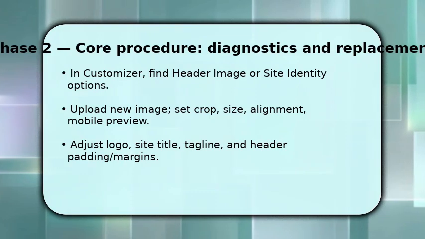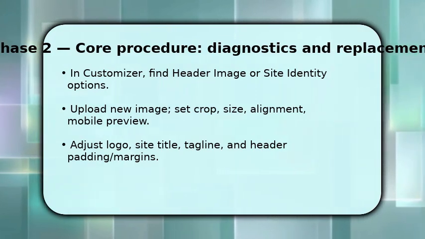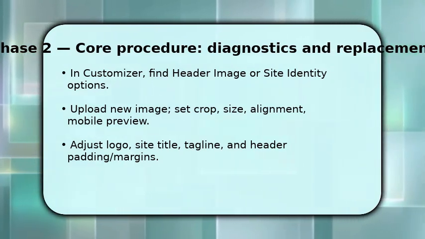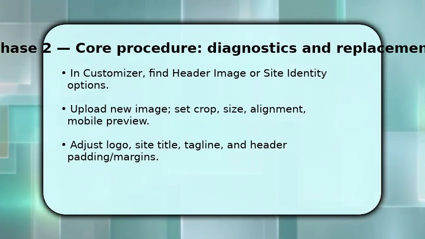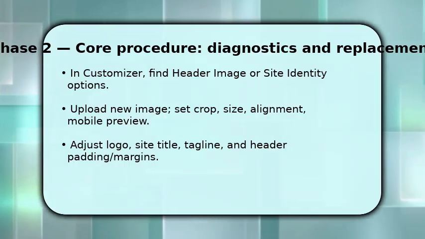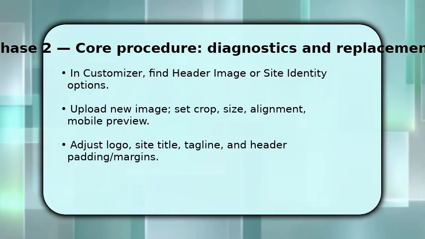Next, focus on the visual edits themselves. In the customizer, locate header image or site identity. That's where you upload a new header or swap the logo. Upload, then use the crop and size controls so the image fits both desktop and mobile.